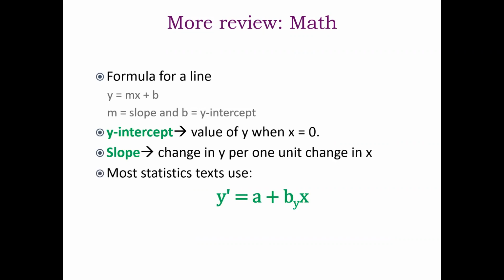Most statistics texts use the regression equation in this format. Y prime, that's what we say, y prime, equals a for the y-intercept plus b sub y x, or just bx, and b sub y is the slope, okay?